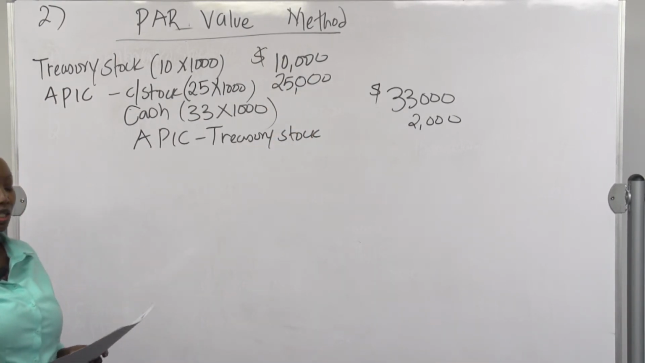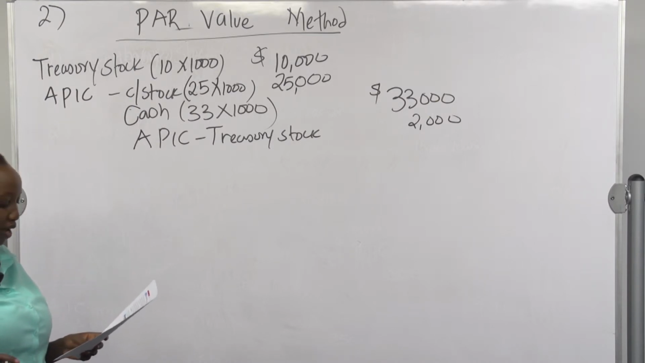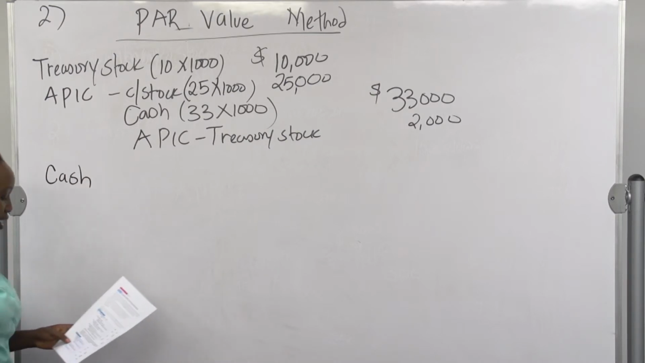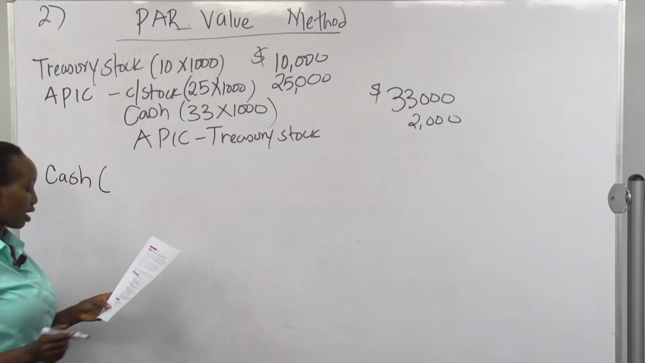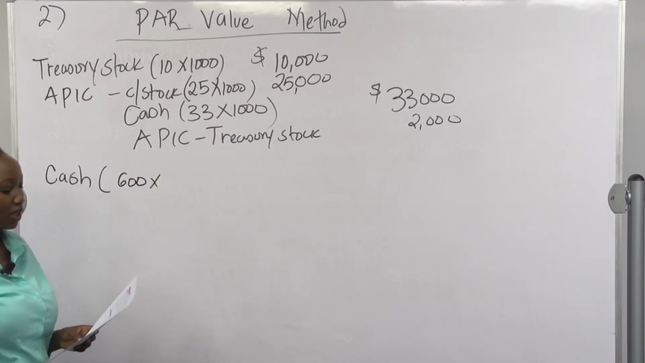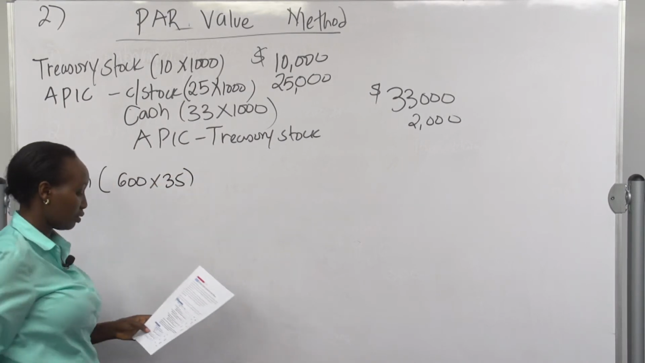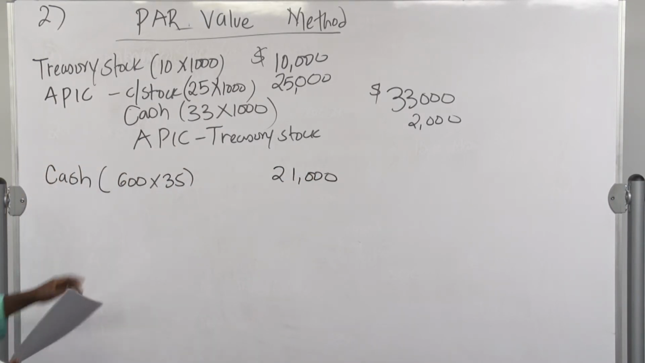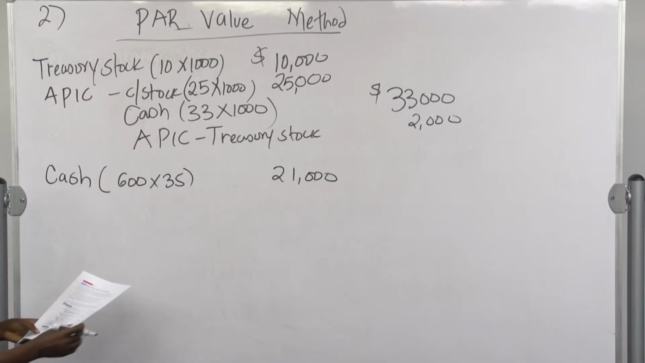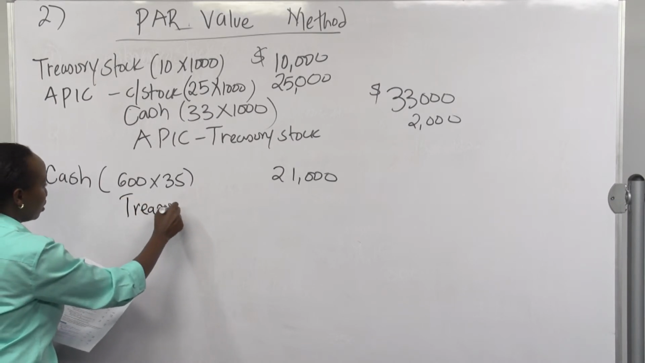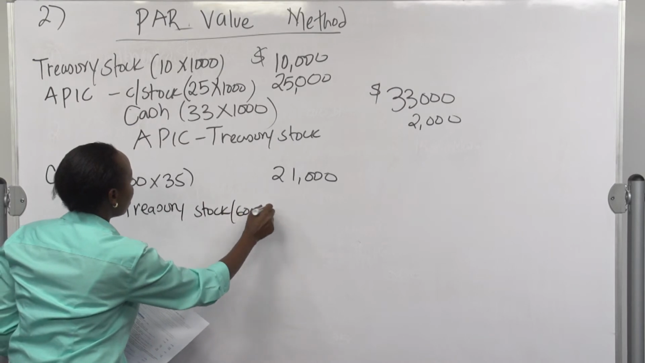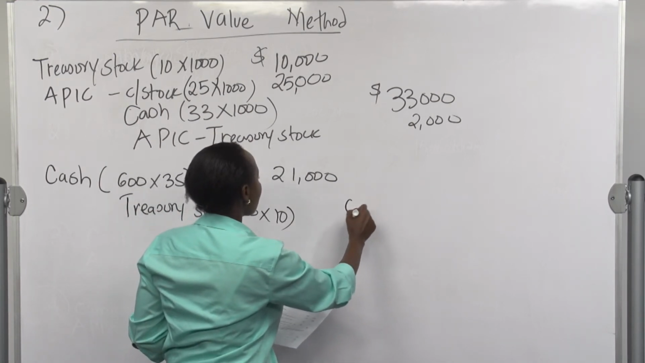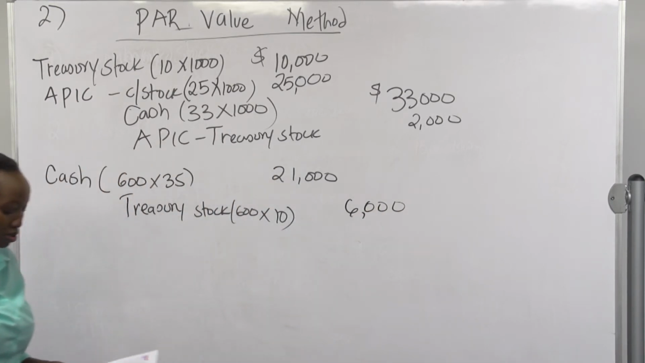The second transaction, when we reissued 600 shares of treasury stock for $35 a share. So we get cash. That's cash, and we have 600 shares, and each we got $35. So we end up with $21,000. And when we reissue, we're removing the portion that we had recorded earlier. So treasury stock gets credited for 600 times the $10. So we recorded it at $10. We're removing it at $10 a unit. So we're going to have 6,000 credit to treasury stock.